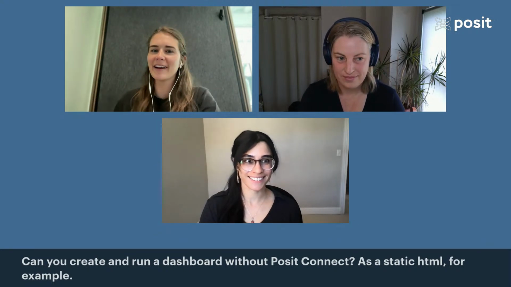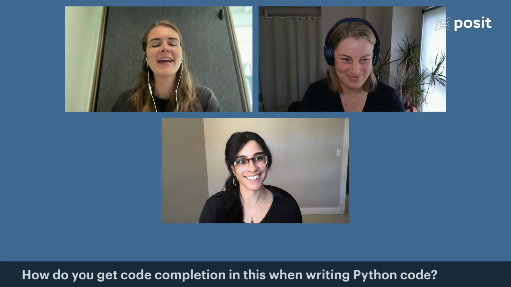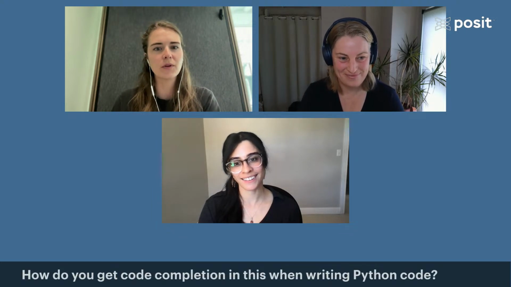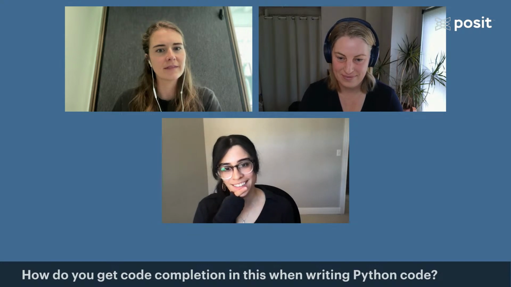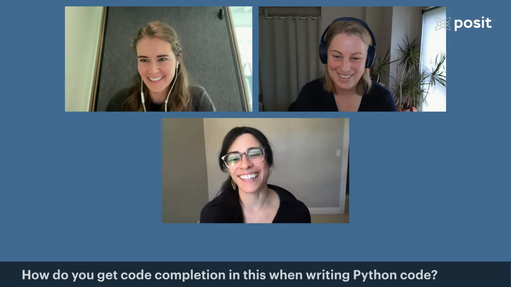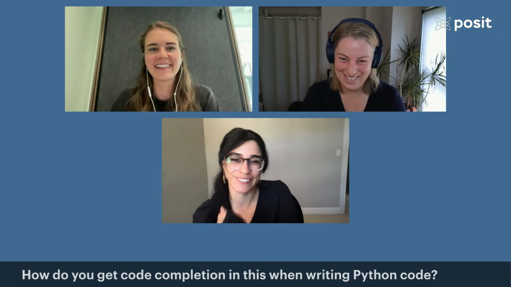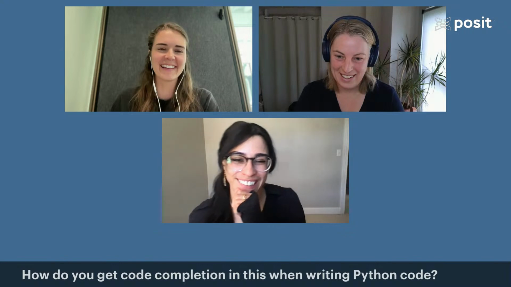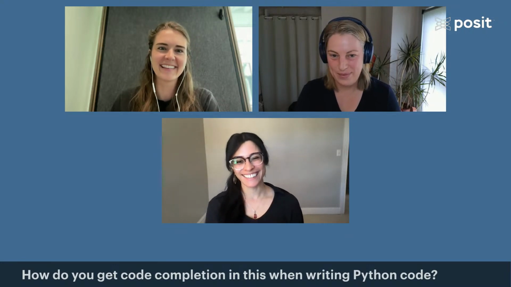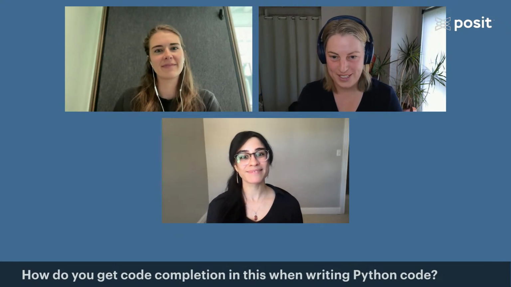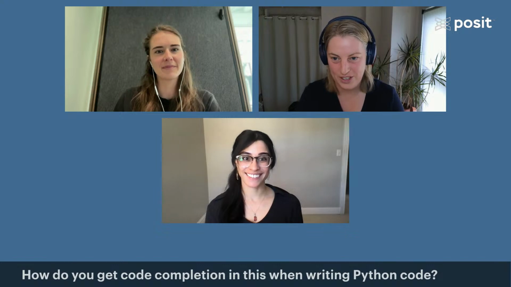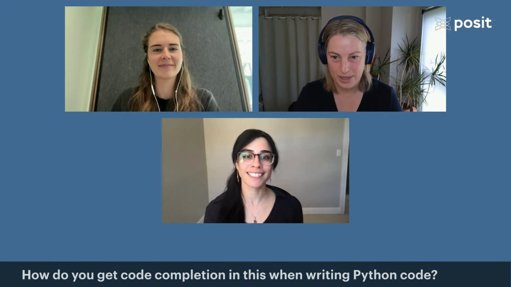Awesome. Okay, I'll rapid fire another question at you, Isabella. How did you get code completion in this when you were writing Python code? How did I get code completion? I don't know. Sorry. I just booted up Posit Workbench and VS Code and started using it, so it might be already integrated in there. My suspicion is probably they have the Python extension automatically loaded for you. If you're using VS Code and you don't have Python code completion, my suggestion to start would be to install the Python extension.